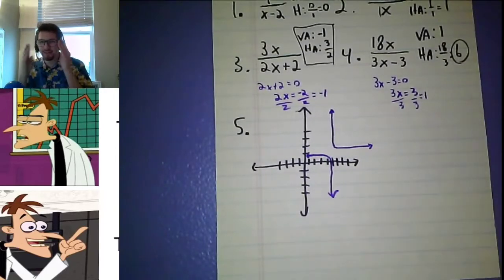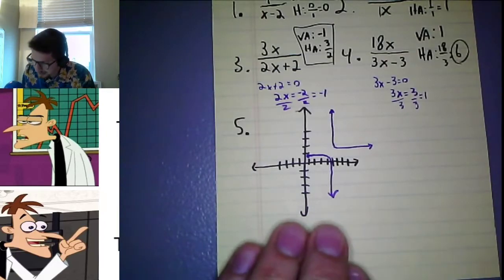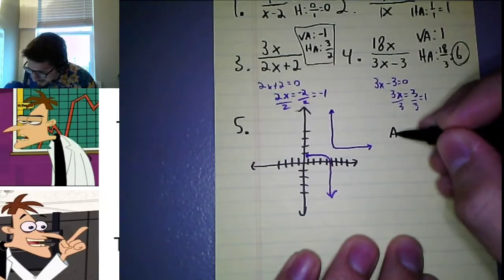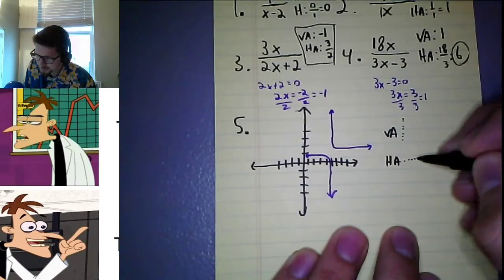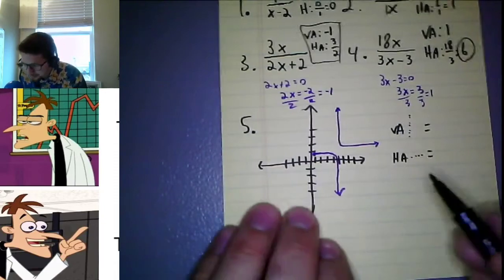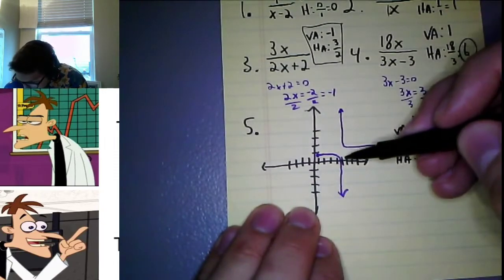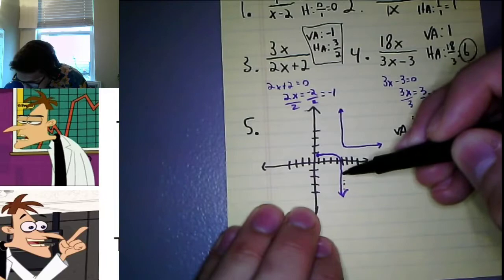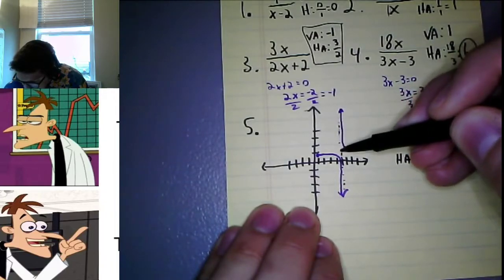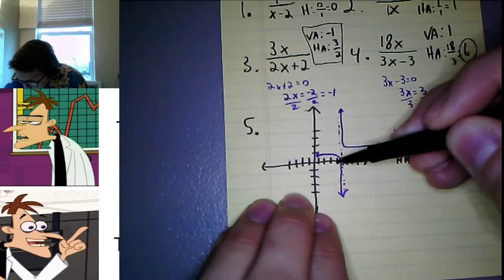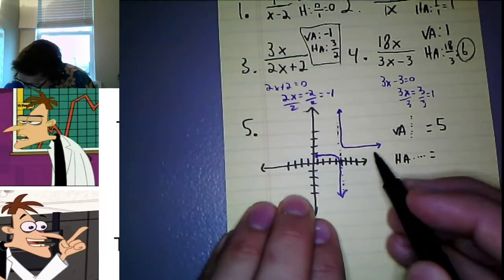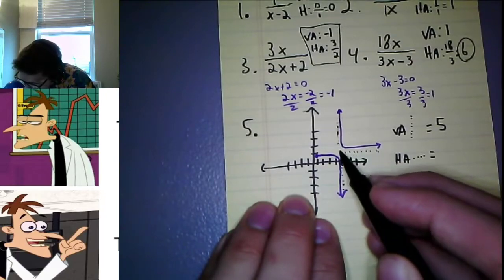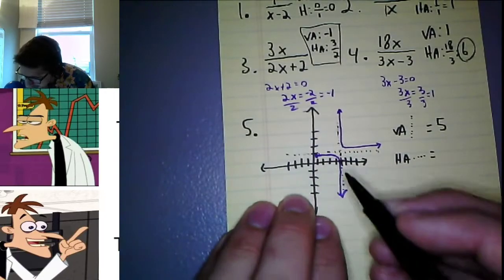For number 5, this was more of a comprehension question than it was a hard one. So I wanted you to look and try to figure out what the vertical asymptote, that vertical line, and the horizontal asymptote were just by looking at the graph. So if I look at where is it never touching on a vertical line? It's right there. And where's that line? 1, 2, 3, 4. That's at 5. So my vertical asymptote is at 5. Now where is it never touching horizontally? Oh, right there. That's at 1.